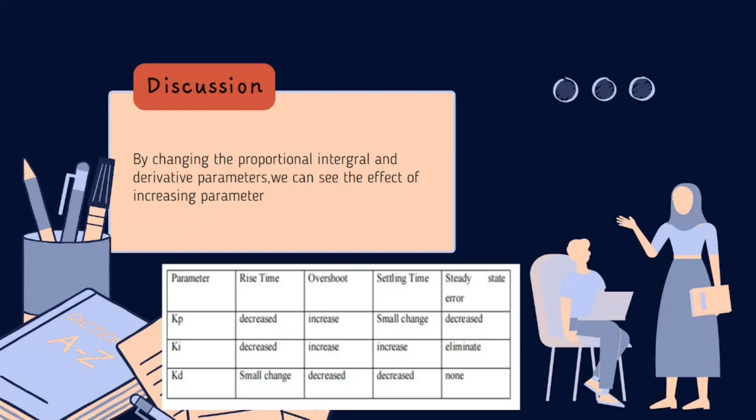For parameter KP, the rise time will decrease, overshoot will increase, settling time small change, and steady state error will decrease. For KI, the rise time will also decrease, overshoot will increase, settling time will increase, and steady state error will be eliminated. And for KD, the rise time will have small change, overshoot will decrease, settling time will decrease, and steady state error will be none.